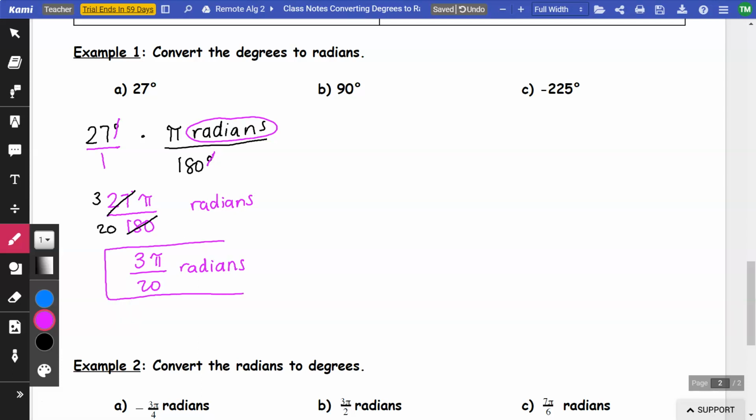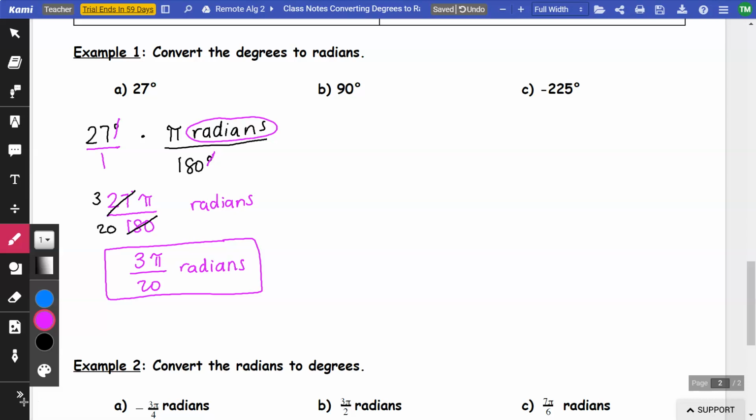Unless you're specifically asked to, you're never going to write them as a decimal. We do want to consider radians in terms of pi. So it's okay to leave it as a fraction. It's okay to leave it with pi in there. Unless you're asked to convert it to a decimal, don't.